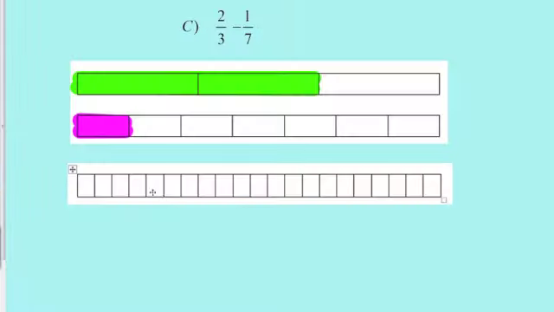Let's look at a visual again. So here again I have 2/3 minus 1/7, and I have to break that up into 21 parts. So I'm going to highlight 14 of those 21 parts, which represents the 2/3, and I will be taking off 3 of those 21 parts, which represents 1/7. Now if I subtract them, I'm left with 11 of the 21 parts.